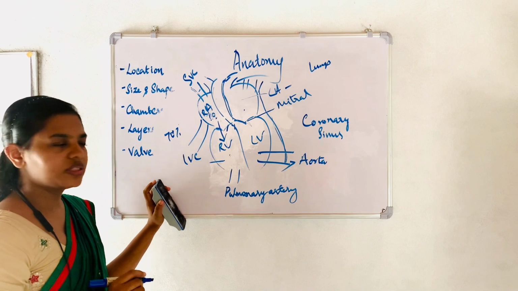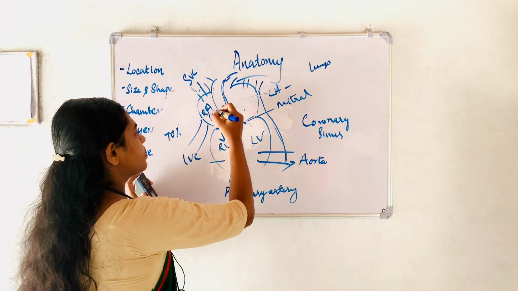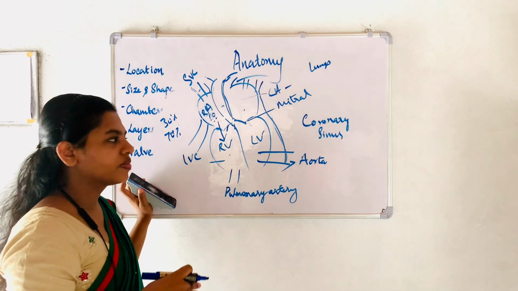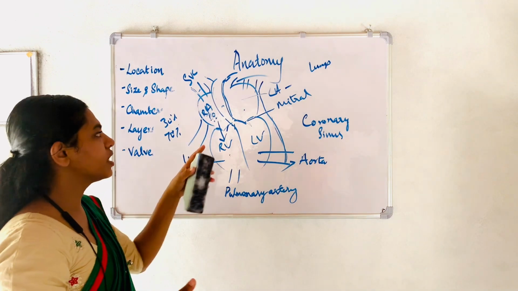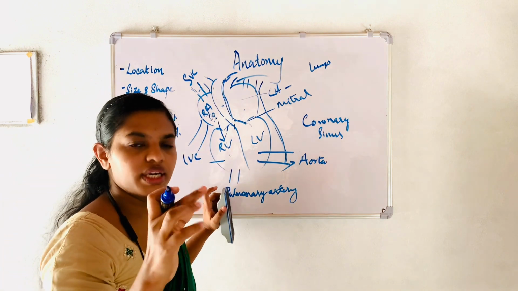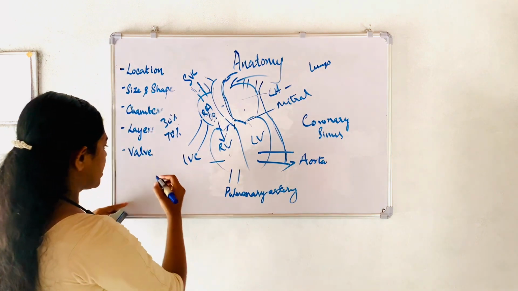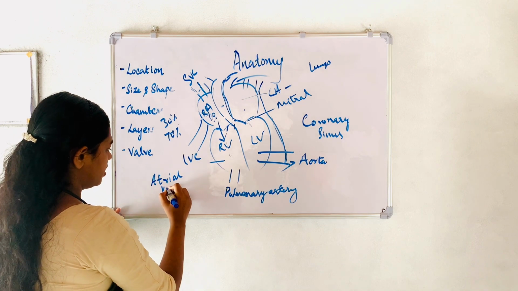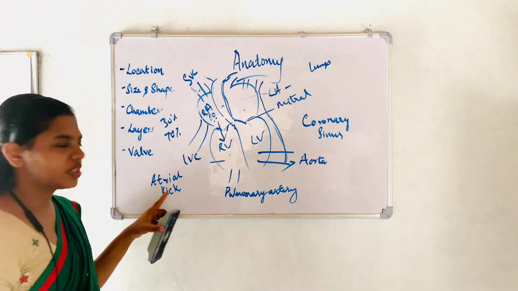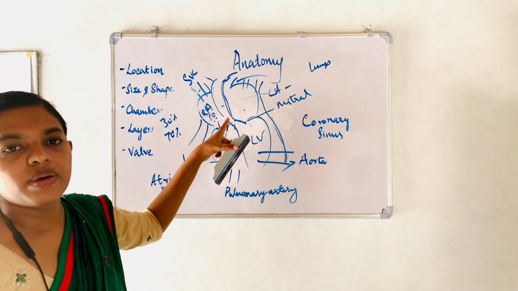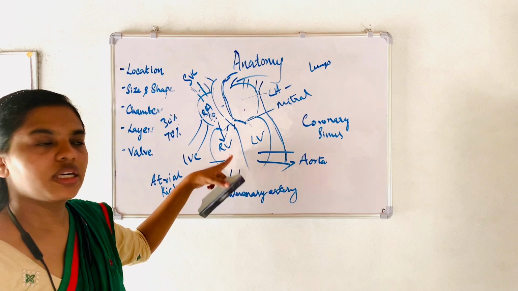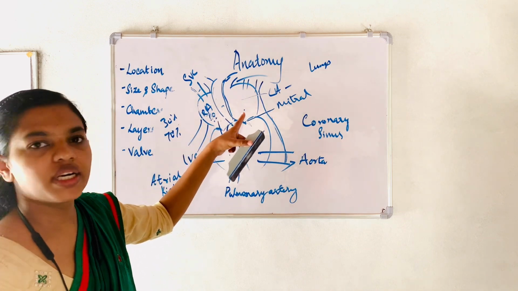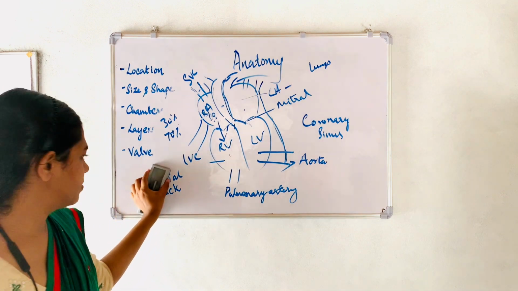And next what happens is, the remaining 30% of the blood is pushed into the ventricles by the atrial contraction. Okay, atria will contract. So that atrial contraction is known as atrial kick. Okay, so 70% of the blood is passively passed into the ventricles and 30% of the blood is pushed into the ventricles by the atrial contraction or atrial kick.